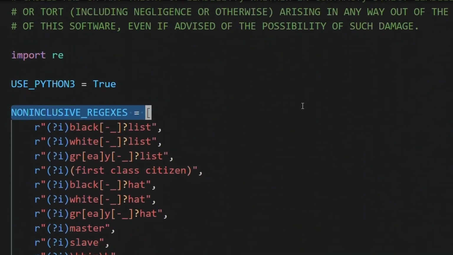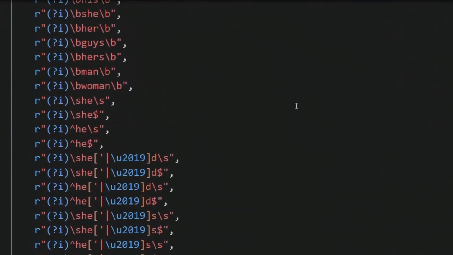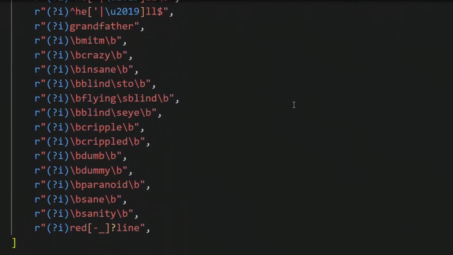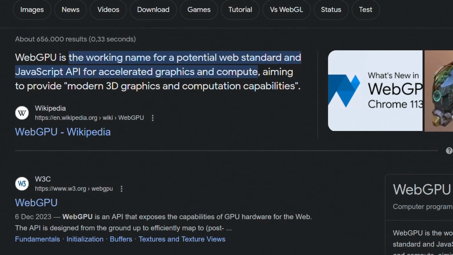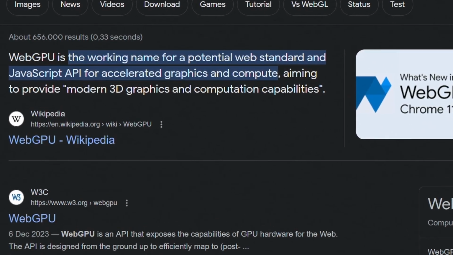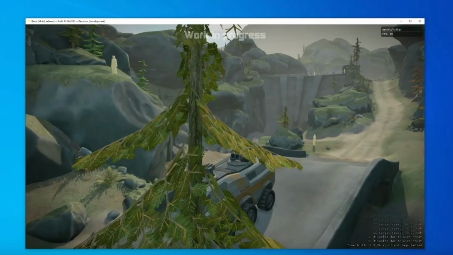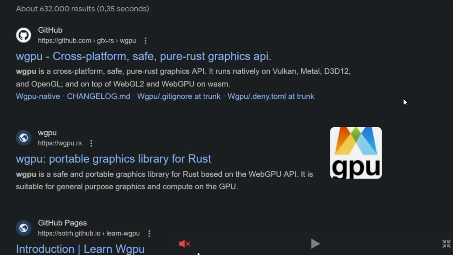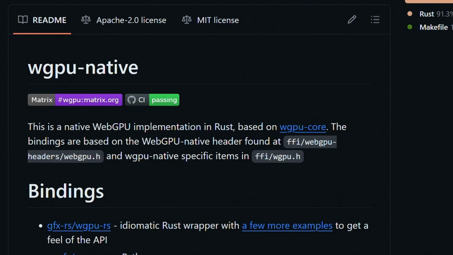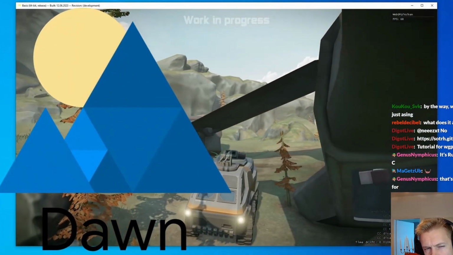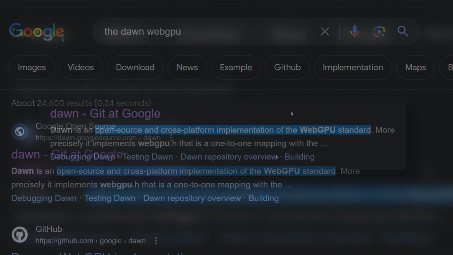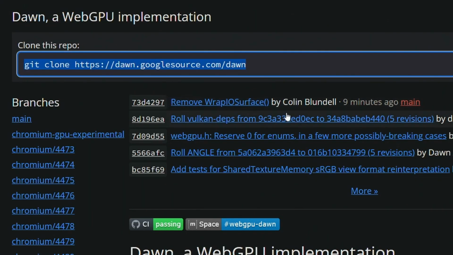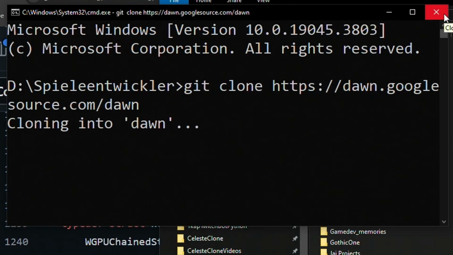I accidentally found Google's list of bad words which are not allowed to be used in programming code. I was watching a video about WebGPU, which is an interface designed to make cross-platform development easier, specifically talking about graphics. As part of the research, I obviously took a look at some of the implementations, for example WGPU. Then the video also mentions Dawn, which is an open source cross-platform implementation of the WebGPU standard made by Google. That sounded very interesting, so I decided to take a look by cloning the repository.